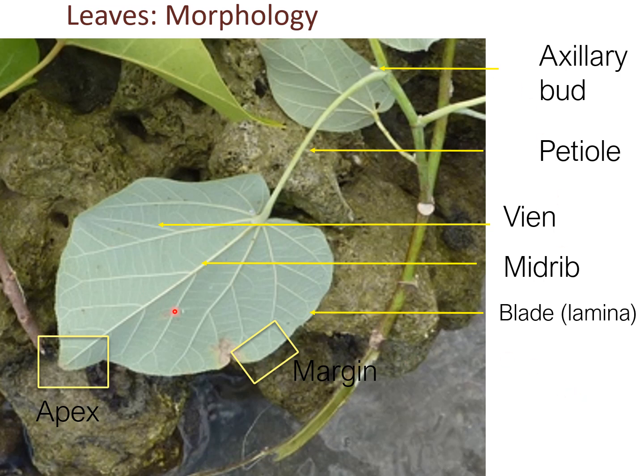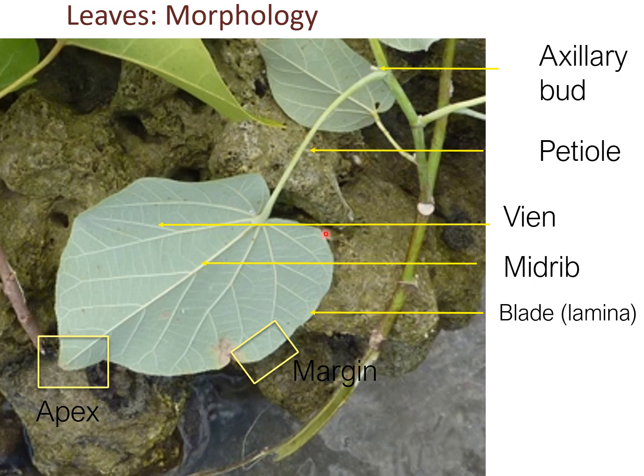Here, this is the main composition of the leaf. The leaf is usually composed of the petiole or leaf stalk. The leaf stalk develops directly from the main stem. Here is the main stem, and between the main stem and petiole is the axillary bud. Next to the petiole is the leaf blade.